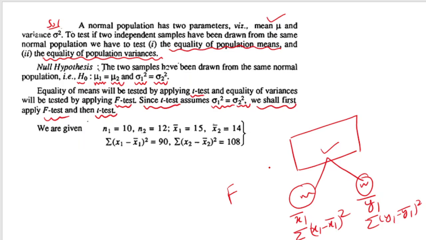Then we have to apply the t-test, but don't make the mistake of applying the t-test first, because the t-test assumes that sigma 1 square is equal to sigma 2 square. So first apply the F-test and then apply the t-test. It is a very important point. What is the information given to us? N1 is equal to 10, N2 is equal to 12, x1 bar is 15, x2 bar is equal to 14.